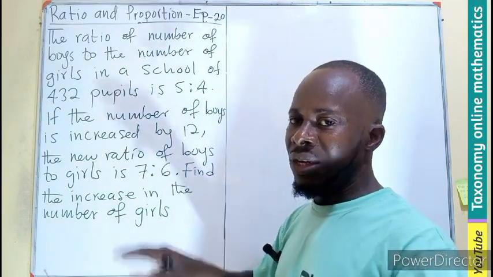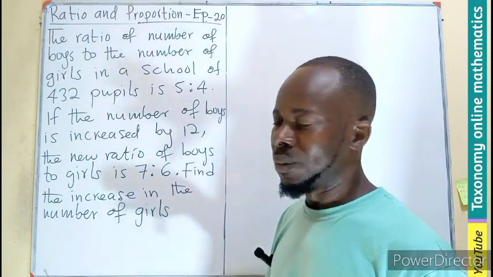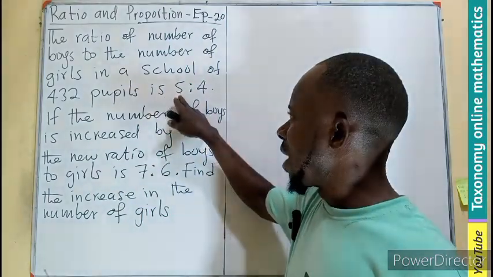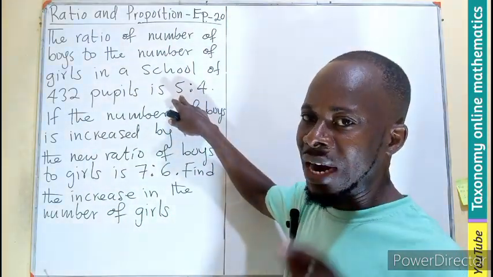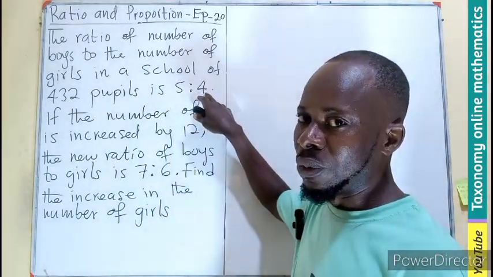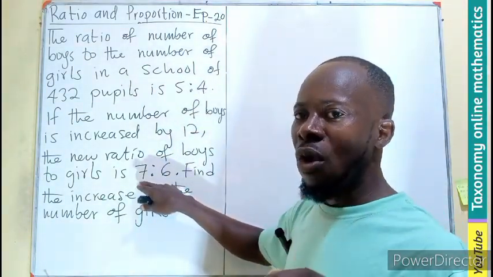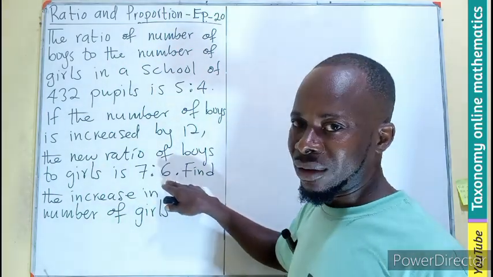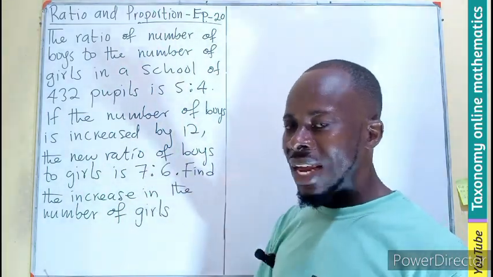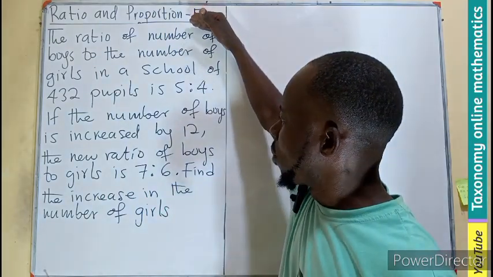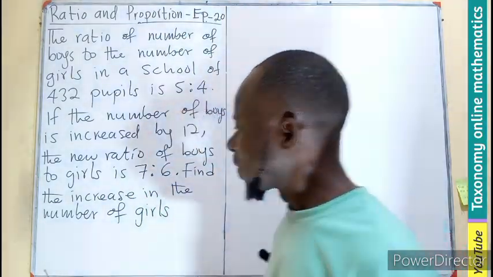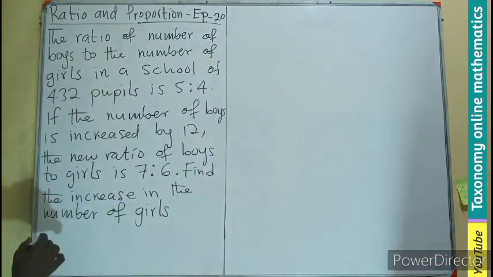So here we are having two separate ratios. You can see the number of boys is more than the number of girls because of the ratio. And after the increment, the number of boys still remains more than the number of girls. So let's see what will be the increment. Beginning with the top up to this first place, let's begin with the ratio.